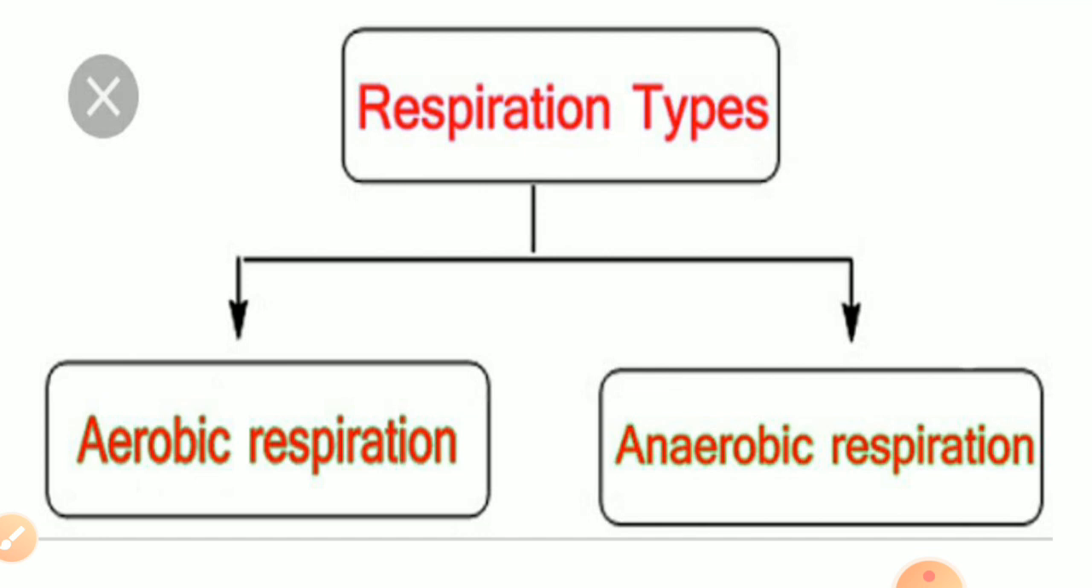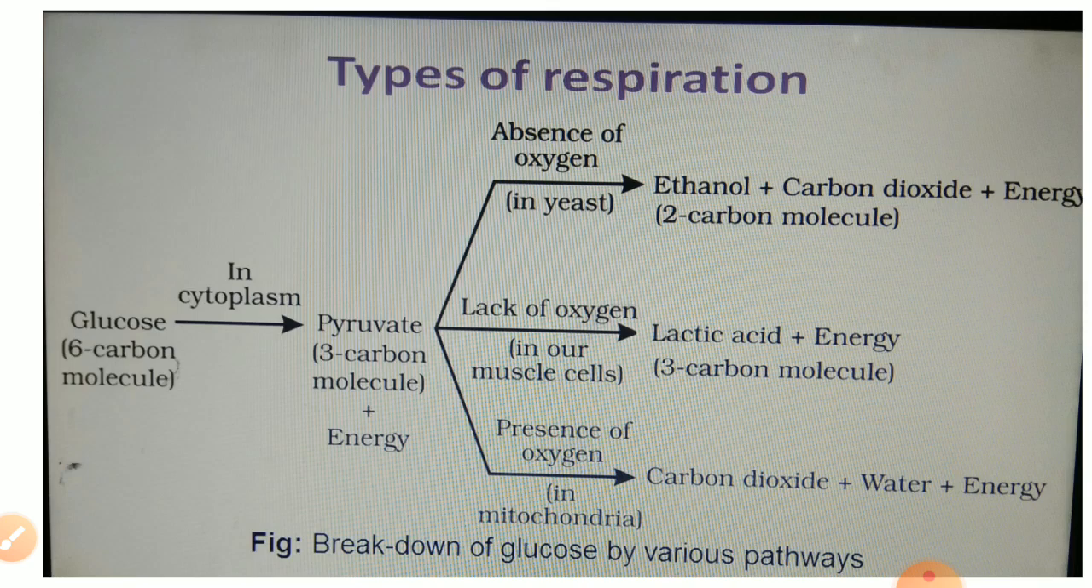Now, before starting the human respiratory system, I just want to explain about the types of respiration. So, basically, respiration is of two types: aerobic respiration, which occurs in the presence of oxygen, and anaerobic respiration, which occurs in the absence of oxygen. Let's see the details. Aerobic respiration is the respiration in which organic food is completely oxidized with the help of oxygen into carbon dioxide and water.